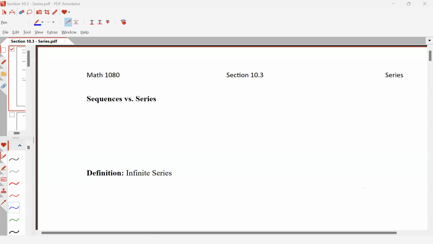Hello. In this video, we are going to introduce the concept of series as we continue towards that goal of finding ways to approximate functions to make them easier to work with.